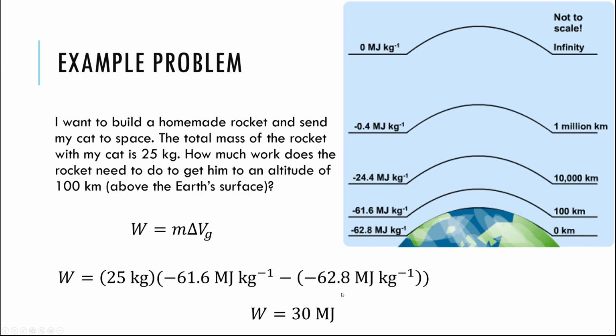30 million joules. So 30 million joules, that's how much energy it would take to send my cat to space. All right, this is why it's very expensive to send stuff to space, to bring something to the space station. If you want to bring your cat up to the space station with you, it'll cost you 30 million joules of energy to bring it up. And the space station's even a little higher than that.